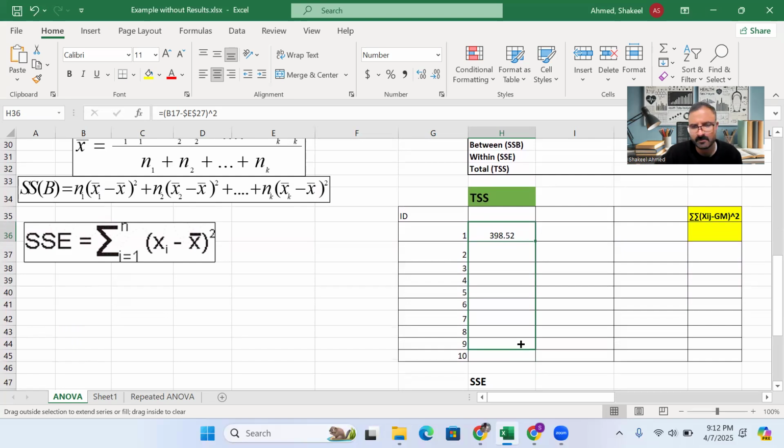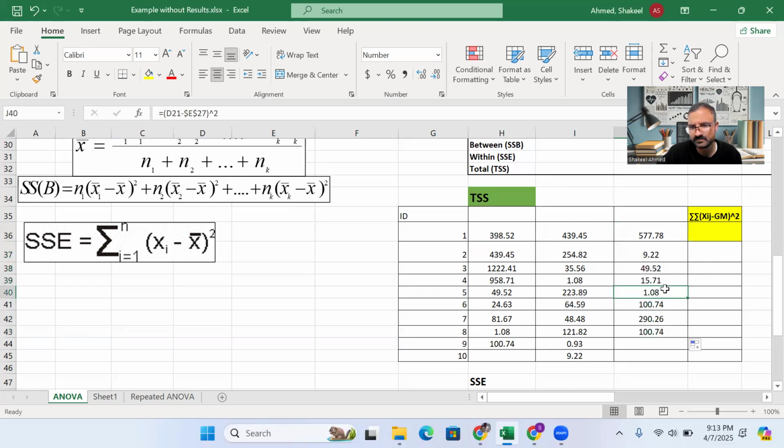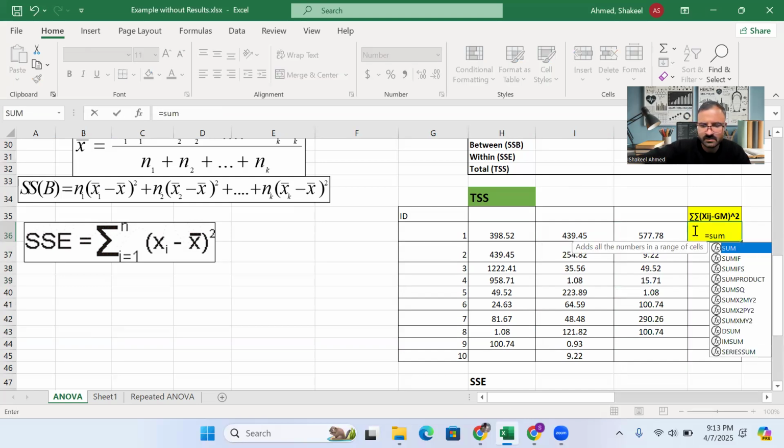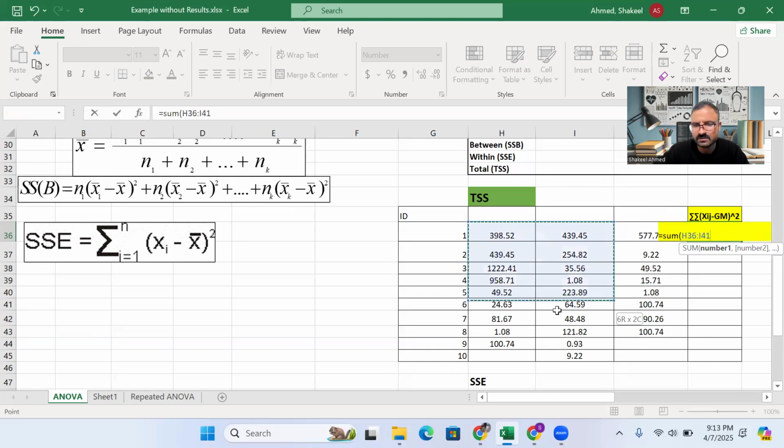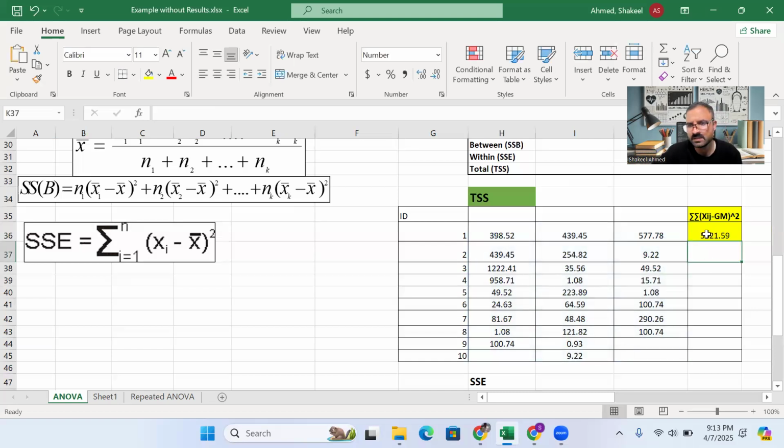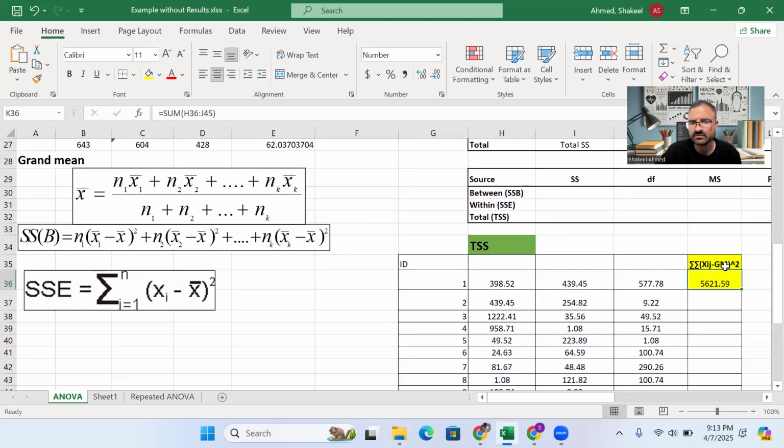the first group consists of 9 observations, and you can drag it to group 3, and then you can drag into 10 observations. Here we have 8 observations. So we can find the sum, just sum it, and then select all these columns. The sum is 5562.59. This is the total sum of square.